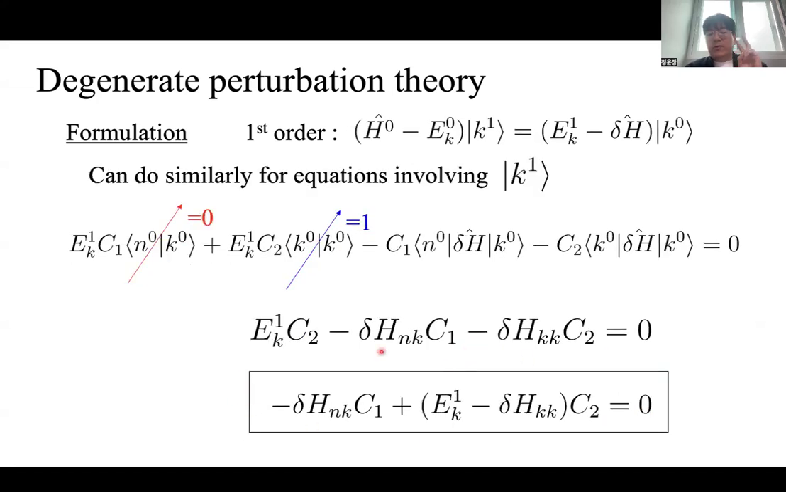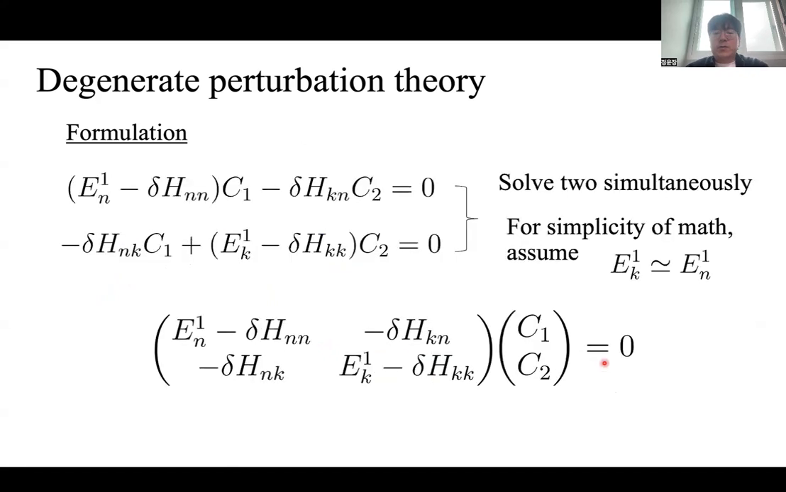two equations for two unknowns, C1 and C2. I'm going to use this to solve them simultaneously. For now, for simplicity, I'm going to assume that Ek is equal to E. In other words, this corrected energy is the same because we started off from the same point, and there's going to be a small correction. I'm just going to treat them the same for now and then see what happens. Okay?